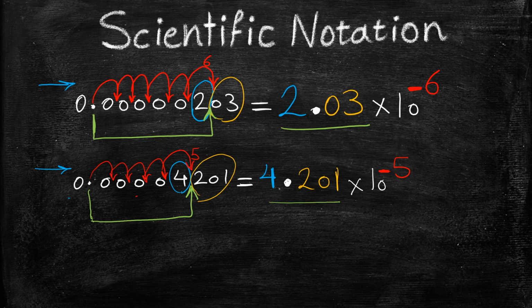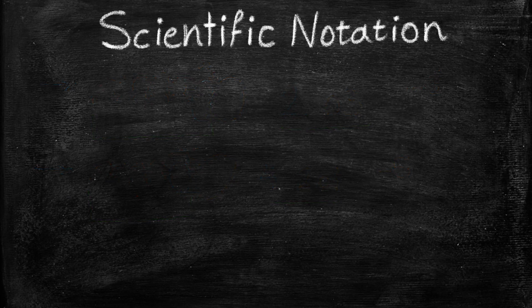Okay, let's see another example. What if we're dealing with a very, very large number? Look at this one. 313000000. Let's convert it to scientific notation.